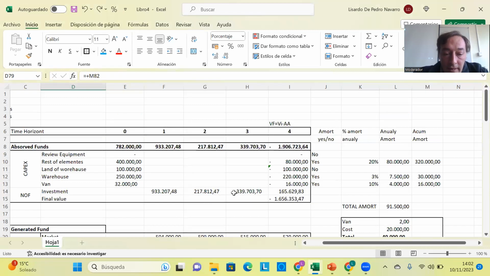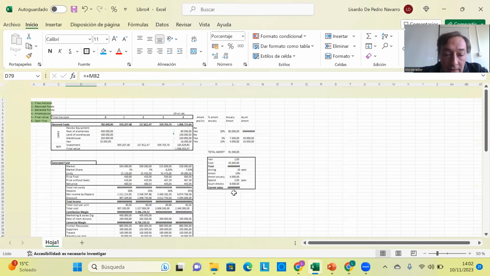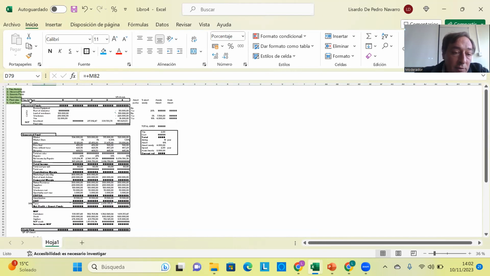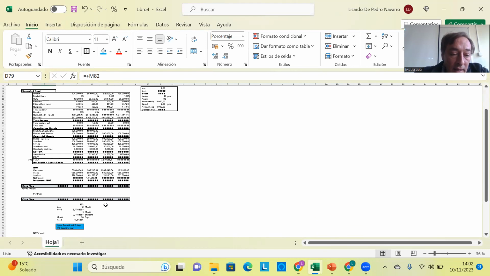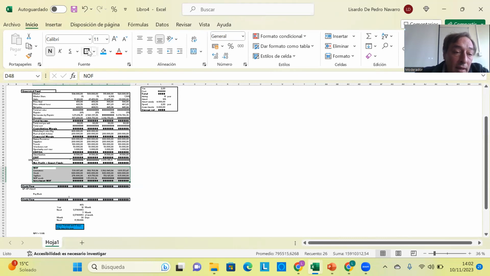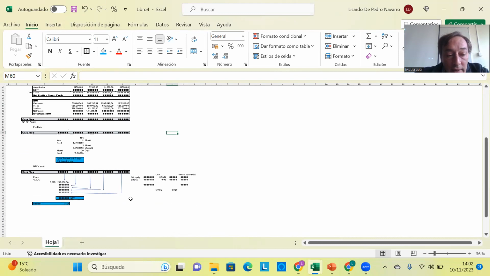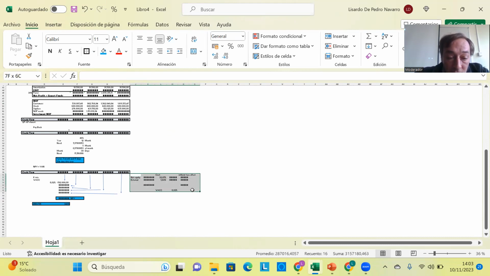So we have here all the view of the case, where we can see the generated and absorbed funds, the generated fund, how we calculate. In this case, we have to calculate the NOF, because NOF is not so easy as in the previous one, and the cash flow and the three elements, the payback, the net present value, and the IRR, for analyzing the situation.